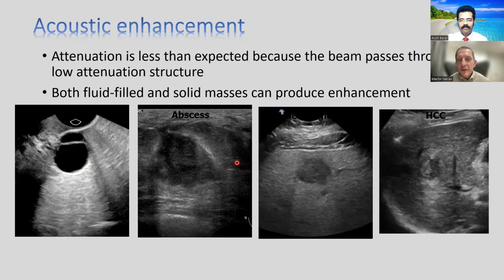However, you can also have acoustic enhancement associated with solid structures, such as a liver tumor, which is embedded in a fibrotic or cirrhotic liver. So we cannot assume that acoustic enhancement is related to fluid only. It's only related to a lower attenuation rate. Exactly. That's a very important point, that acoustic enhancement does not necessarily mean that this is always fluid.